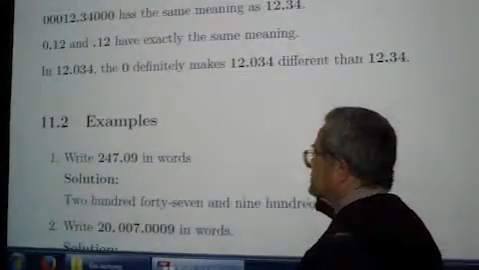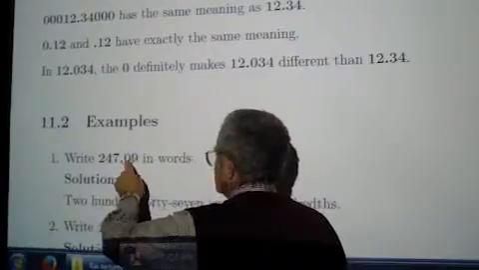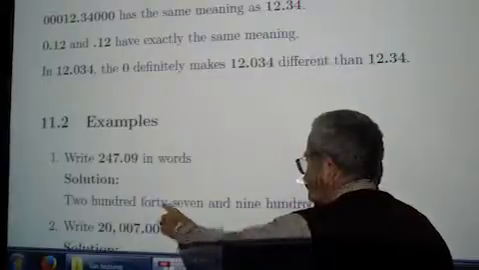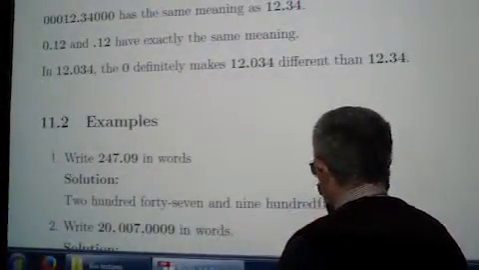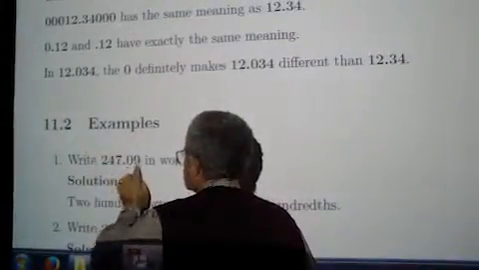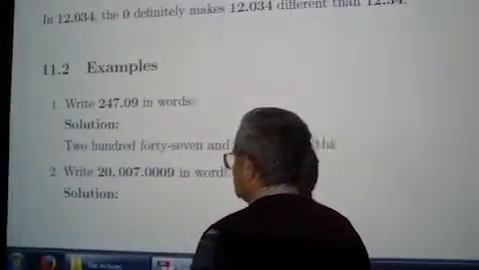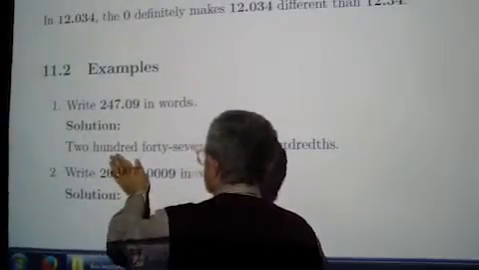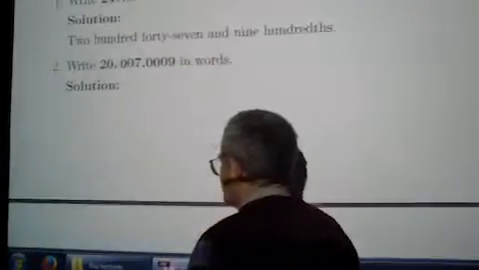Okay, examples. Write this in words: 247 and 9 hundredths. 247 with a hyphen between the tens and the ones, and for the decimal part, you read 9, and that's in the second place, the hundredths place. How about this one? 20,007 and 9 hundred-thousandths.